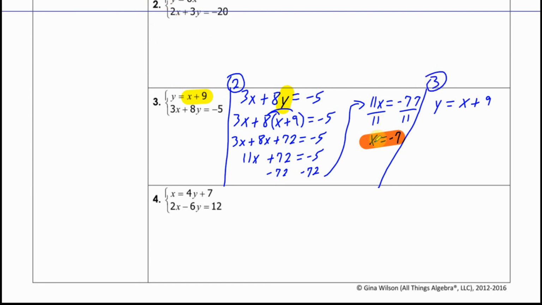And again, notice x equals negative 7, so that should not be a surprise. Since x equals negative 7, then I'm going to replace x with negative 7. So now y equals negative 7 plus 9. And of course you get 2, or if you want to, y equals 2. Now we can write our answer as an ordered pair. Negative 7, 2.